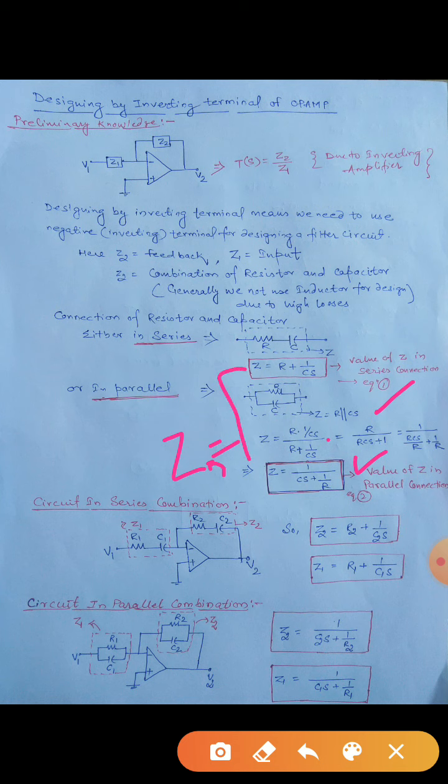Why am I mostly concentrating on these formulas? Because when we go for the final designing of any kind of filter circuit, we directly compare the transfer function with these two equations. That's why equation number 1 and equation number 2 are compulsory. Whenever we want to design the filter circuit with the series combination, we need to compare the transfer function equation with equation number 1, R plus 1 by CS. And if we are designing the circuit with the parallel combination, then we need to compare that transfer function with equation number 2, which is 1 by CS plus 1 by R.